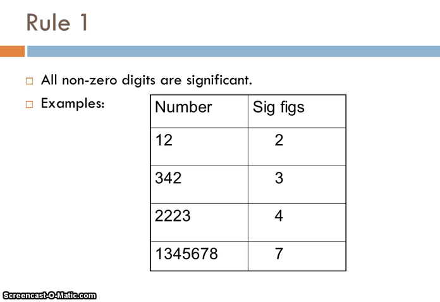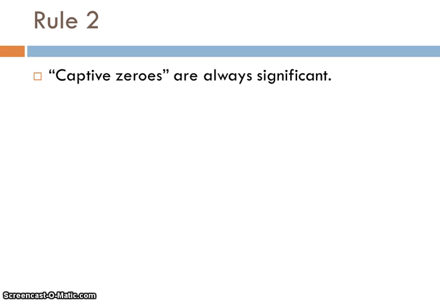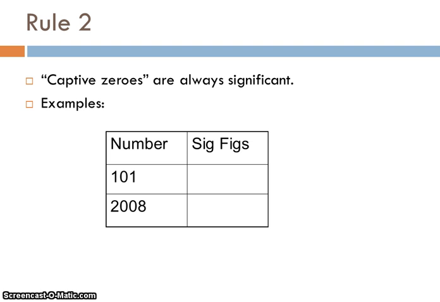We have 4 rules, though, just to deal with the zeros, because we need to be able to handle any situation with the zeros we encounter in terms of how we might report that number. So my next rule deals with what I call captive zeros. And what I mean by a captive zero is that it's a zero in between 2 non-zero digits. Here are some examples. And they are always significant.